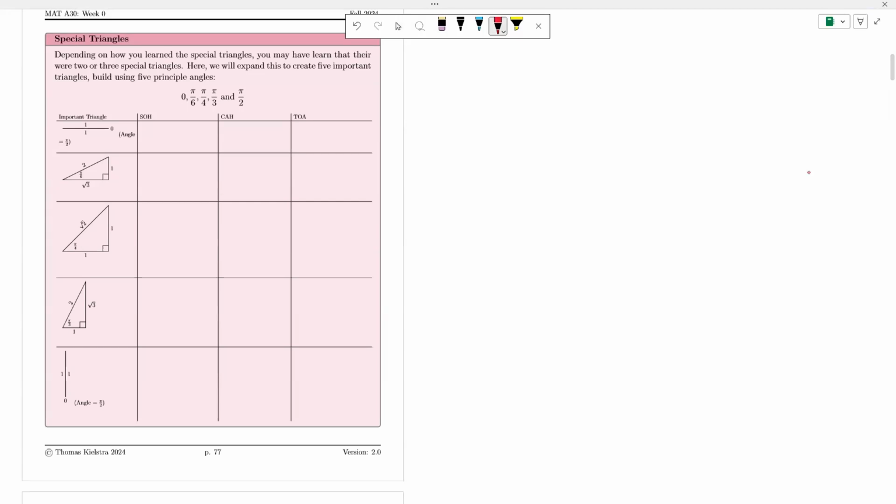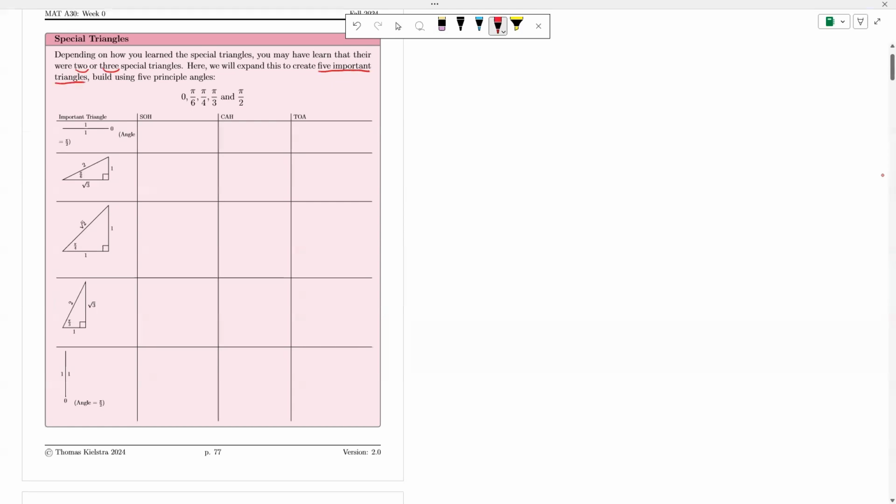Many of you have learned that there are two or three special triangles. Some of you learned two, some of you learned three. It really depended on how you learned about these triangles. Now, I'm going to expand this to create five important triangles.